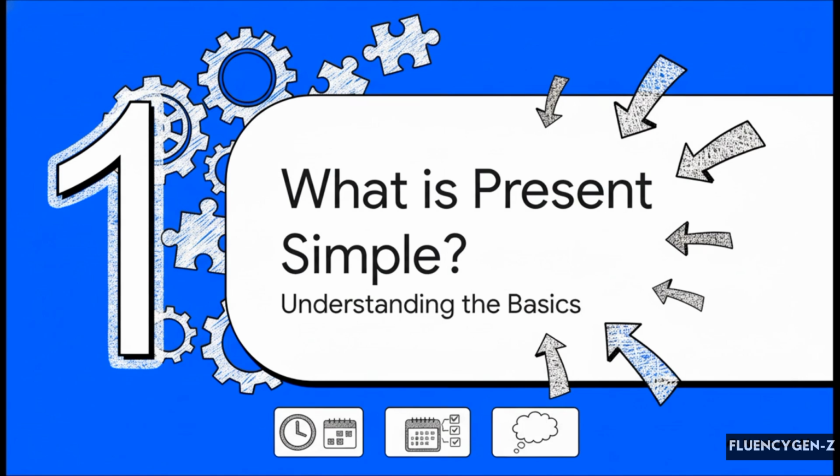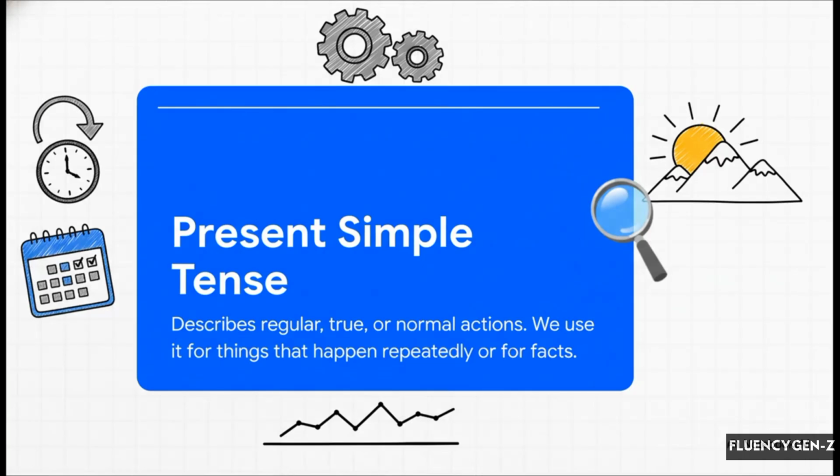Section 1. What exactly is the present simple tense? Don't worry, we're going to break it down into its most basic, simple parts. Okay, think of it like this. The present simple is for all the things in life that are stable and consistent. It's not for what you're doing right this second, but for what you do over and over again. Or, for things that are just always true. It's really the tense of routine and reality.